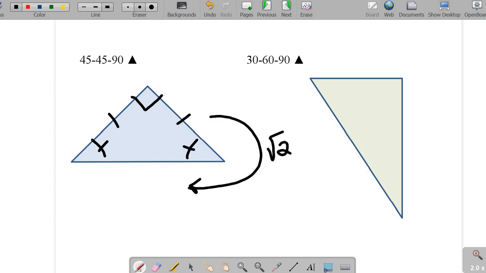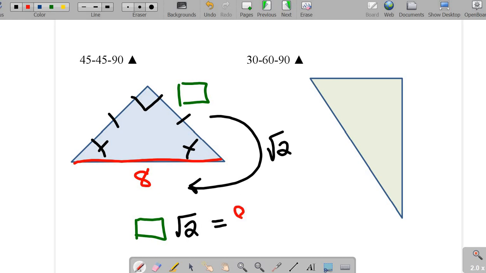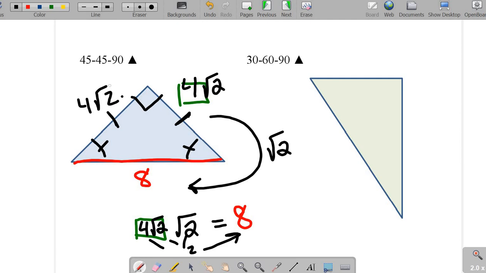So, for example, if I have an 8 here on a 45, 45, 90, I would ask myself this: what times root 2 would give me 8? You would simply backtrack, and you would know you need a root 2 and a 4, because that gives you 2, and 4 times 2 is 8. So our answer here would be 4 root 2. And this side, because it's leg, leg, would also be 4 root 2. So you don't have to use the Pythagorean theorem. But again, this is only for the 45, 45, 90. Today, we're going to do 30, 60, 90.